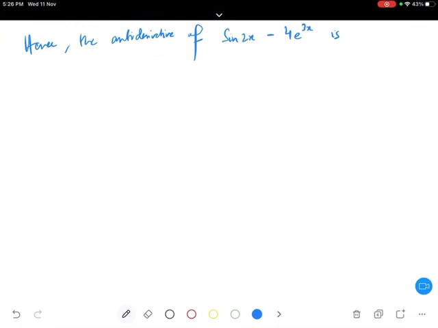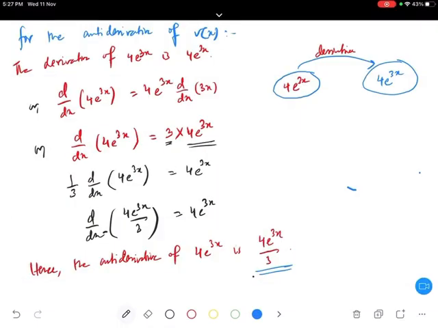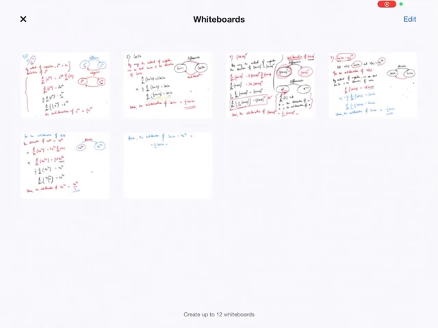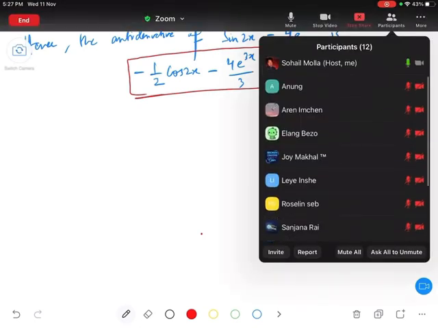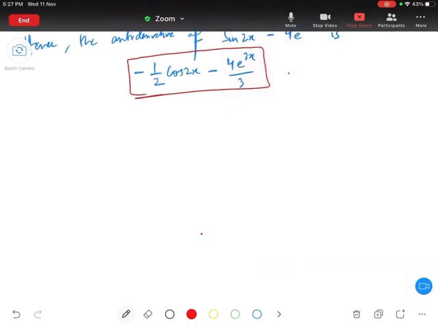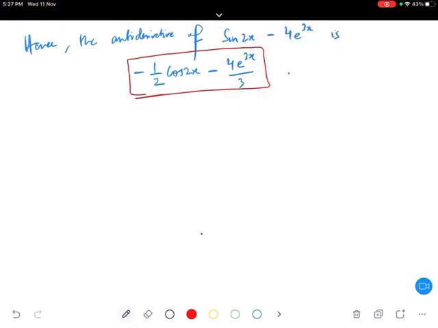I will write here minus half cos 2x. And the antiderivative of minus 4, minus is already there. So the antiderivative of 4 e to the power 3x is what? We already found out. That is 4 e to the power 3x by 3. So I will write here 4 e to the power 3x by 3. So this is my answer. The antiderivative of the question which we have been given is minus half cos 2x minus 4 e to the power 3x by 3. That's my answer. Okay, clear?